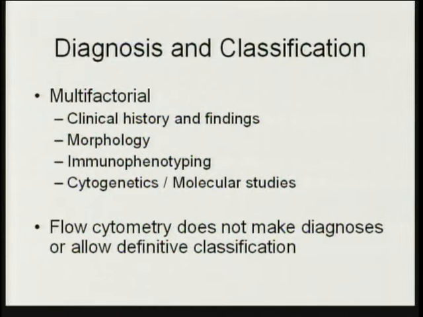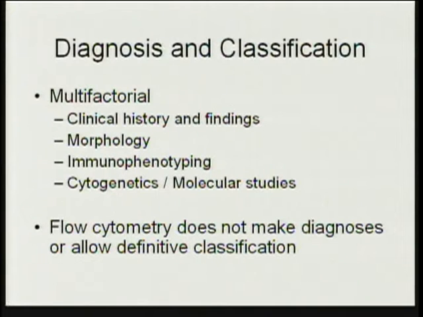Also to reiterate, flow cytometry is not the end-all and be-all of diagnostic hematopathology. There are other things that need to be taken into consideration these days to make a diagnosis of a hematopoietic neoplasm. In fact, if you look at the WHO classification, the actual diagnosis is a multifactorial one, requiring integration of clinical history and clinical findings, morphology, immunophenotyping provided by flow cytometry or immunohistochemistry, and cytogenetics or molecular studies.